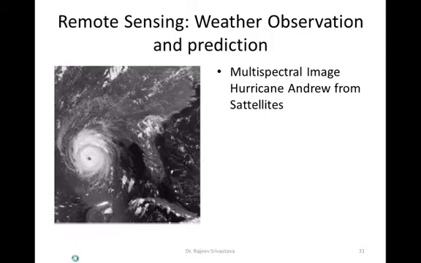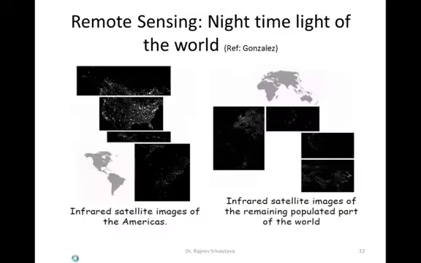Remote sensing, weather observation and prediction. This diagram is a multispectral image of a hurricane from satellites, which shows the movement of the hurricane. This particular image can be analyzed by an image processing system and the required information can be retrieved. Again, an example of remote sensing: nighttime lights of the world.